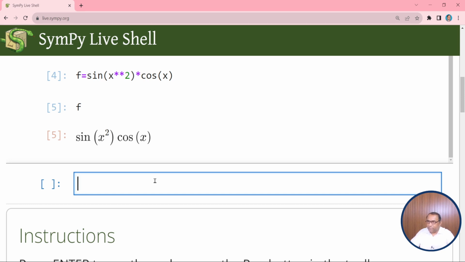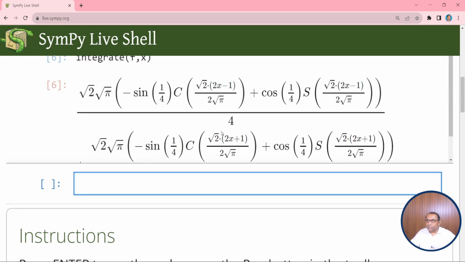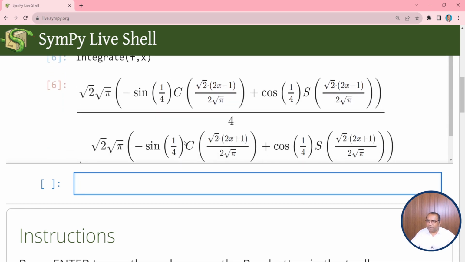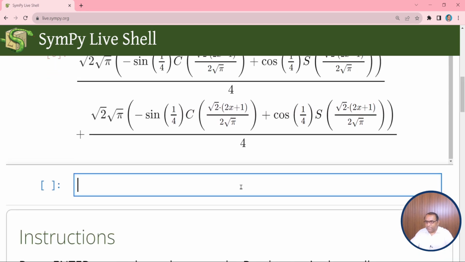Now if you want to integrate this function f with respect to x, then enter. So this is the required integration of the above function which we chose at its place, and this is the corresponding result after simplifying.